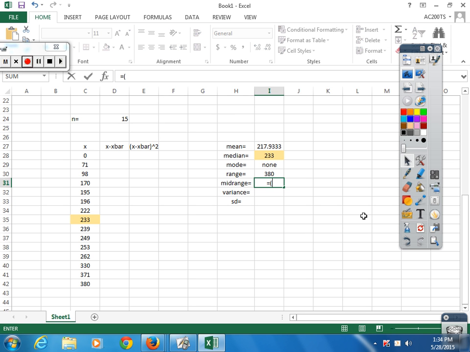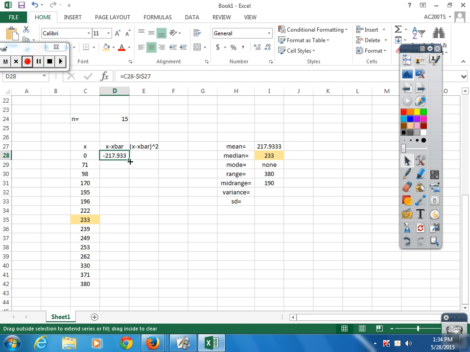Mid-range is equal to parentheses, the highest plus the lowest, divided by 2. Now the variance and the standard deviation, we have to calculate. The first thing we need is x minus what? X bar. X minus x bar, and I hit F4 to lock that.